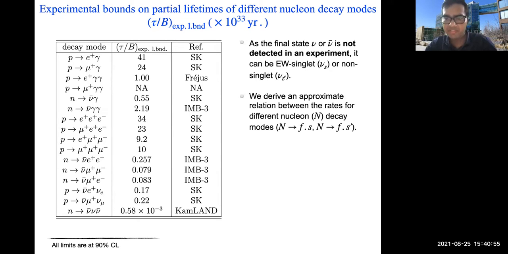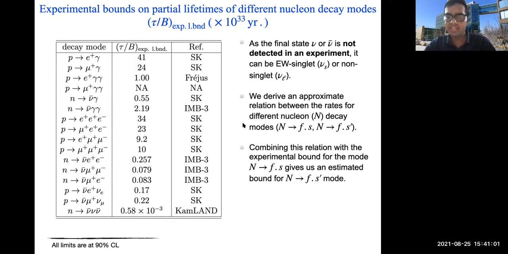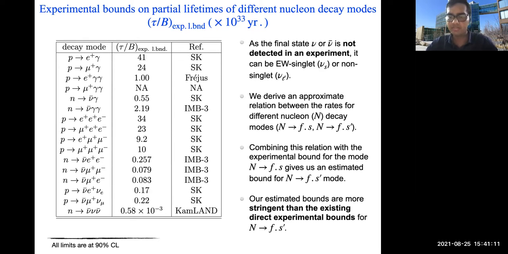We'll first derive an approximate relation between the rates for different nucleon decay modes. And then we will combine this relation with the experimental bound for one mode, which will give us an estimated bound for the other mode. Our estimated bounds are more stringent than the existing direct experimental bounds.